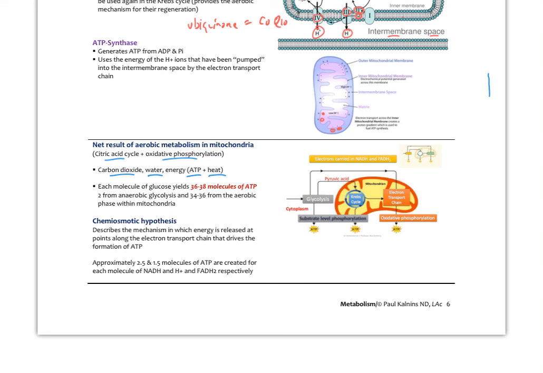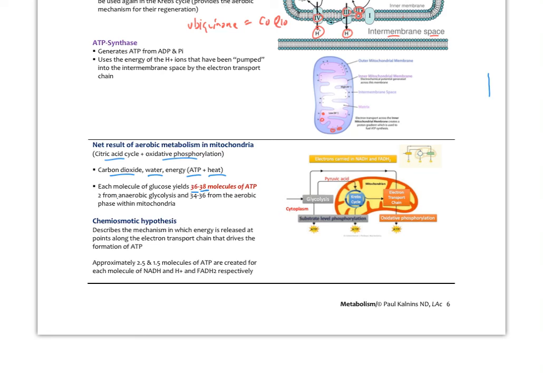Okay, so back to the net result of aerobic metabolism. We get carbon dioxide, water, and energy in the form of ATP and heat. If we start with glucose as our foodstuff, and go through glycolysis, which I'll talk about in the next slide, the Krebs cycle, and oxidative phosphorylation, glucose can yield between 36 and 38 molecules of ATP. It differs because NAD needs a shuttle to get into the mitochondria. There are two different shuttle systems, and different cells have different ones, so we'll get slightly different amounts of energy produced. I won't go into those details. But basically, each molecule of glucose will yield 36 to 38 molecules of ATP.